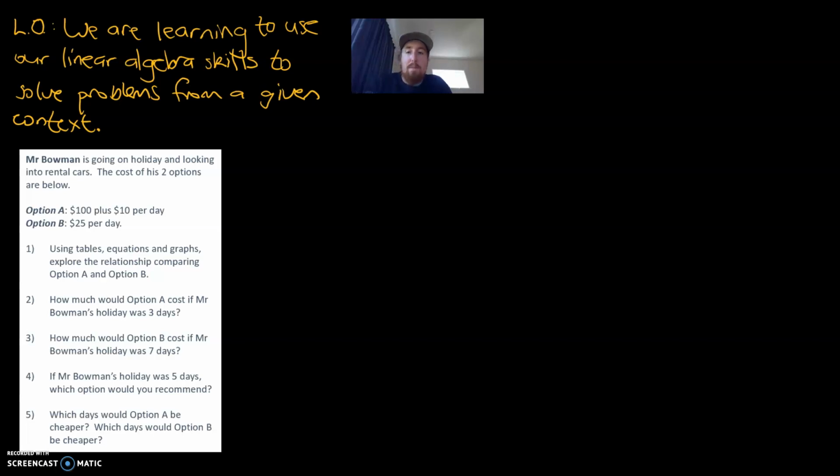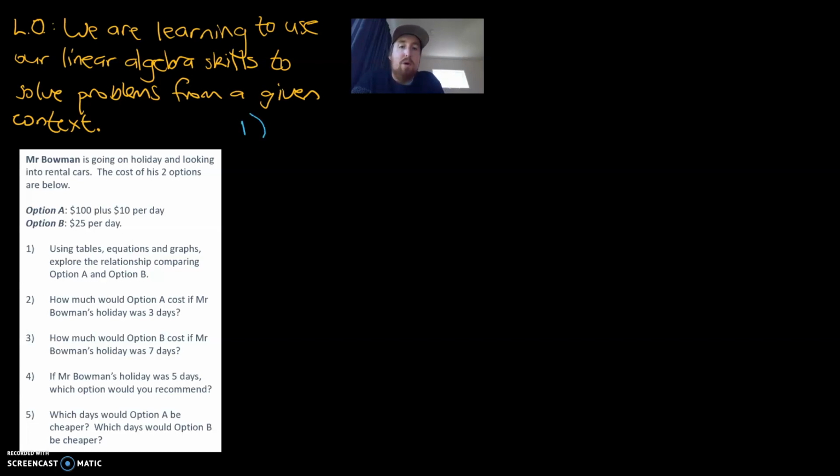So in that white box, Mr. Behrman is going on holiday and looking into rental cars. The cost of his two options are below. Option A, $100 plus $10 per day. And option B, $25 per day with nothing up front. Question 1 asks us, using tables, equations, and graphs, explore the relationship between comparing option A and option B.